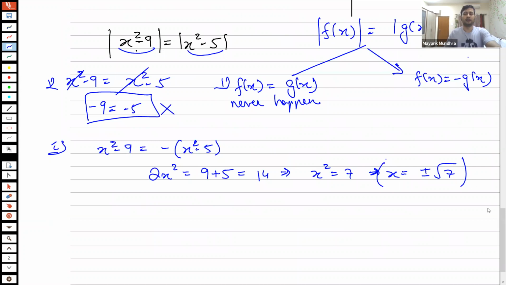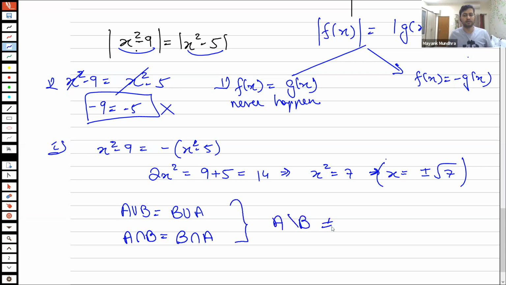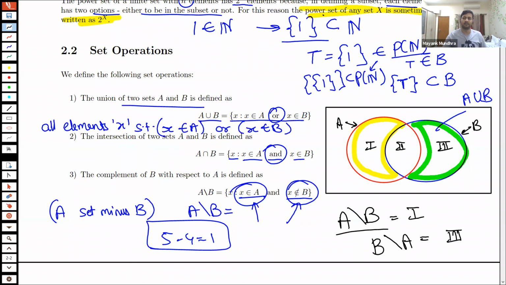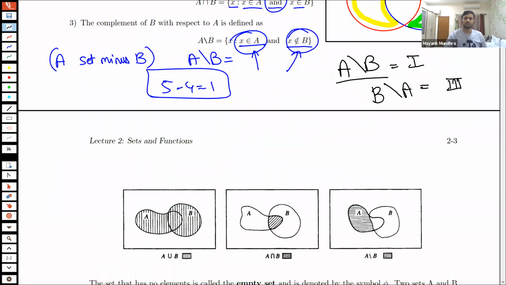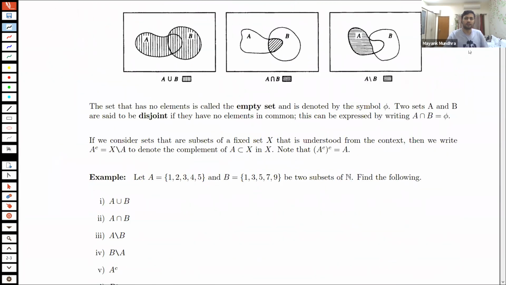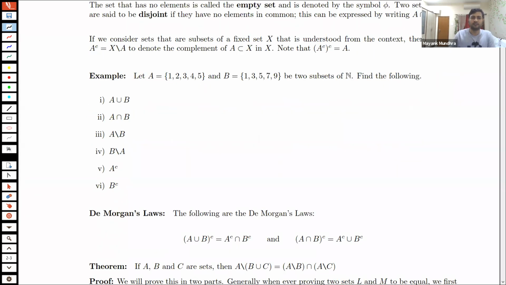Even though A union B is equal to B union A and A intersection B is also equal to B intersection A, A set minus B is not equal to B set minus A. These two things are not equal. Okay, so that's the only difference between these things. So this is another graphical representation of the same thing.